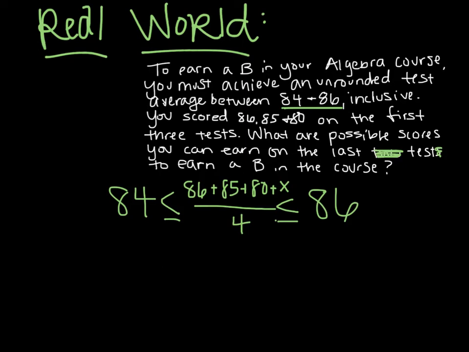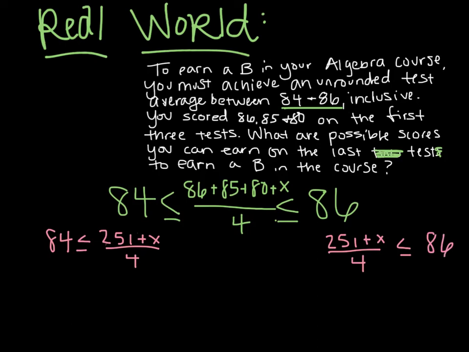So we're going to treat this as 2 separate problems. So we're going to write 84 is less than or equal to 86 plus 85, plus, well, I'm not going to rewrite it. If we add those up, we have 251 plus x divided by 4. And then I'm going to start writing them again. Then we have 251 plus x divided by 4 is less than or equal to 86.